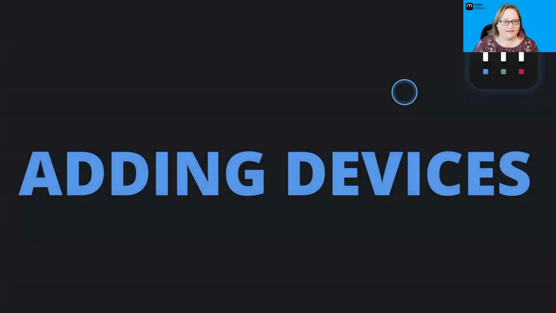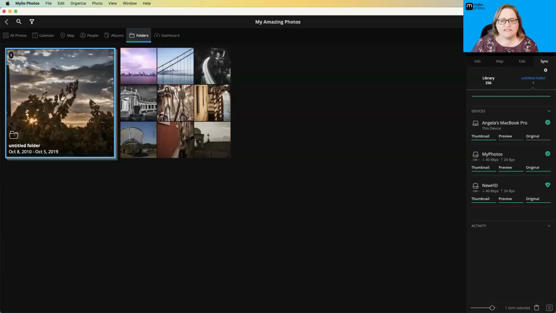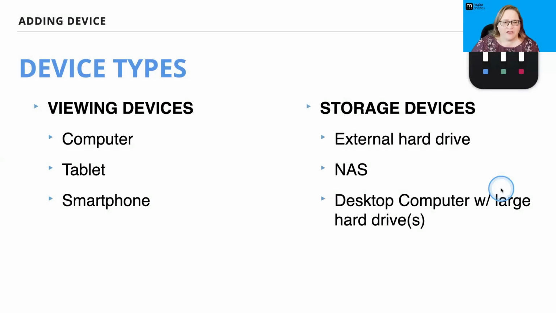So let's talk a bit more about adding devices. We've already added a couple of devices to our Mylio just by virtue of adding some photos. Our first device is the computer that we set this up on. Then we have a couple of hard drives, and these are places where photos are stored. So with Mylio, we really break things up into two different types of devices. We have viewing devices like a computer, tablet, or smartphone. Those are devices where you want to sit there and browse your pictures. And then we have storage devices like external hard drives, network attached storage, or even a computer that has really big hard drives in it. All of these are valid.